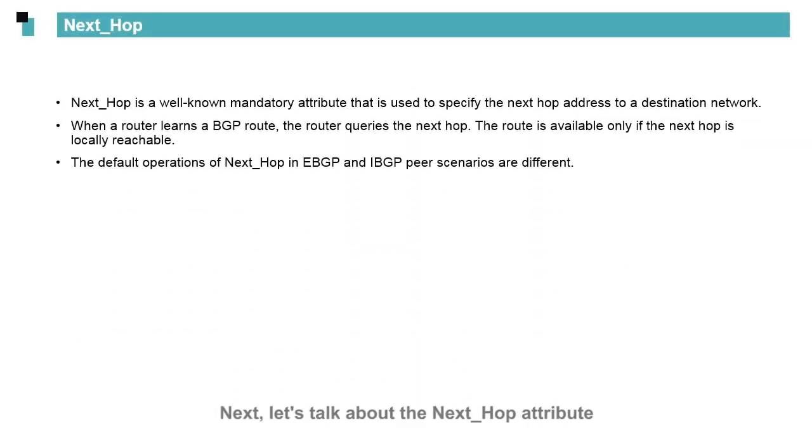Next, let's talk about the next hop attribute. It is a well-known mandatory attribute and is used to specify the next hop address to a destination network. When the router learns a BGP route, the router queries the next hop. Generally, the next hop is not directly connected to the router. In this case, route iteration is required.